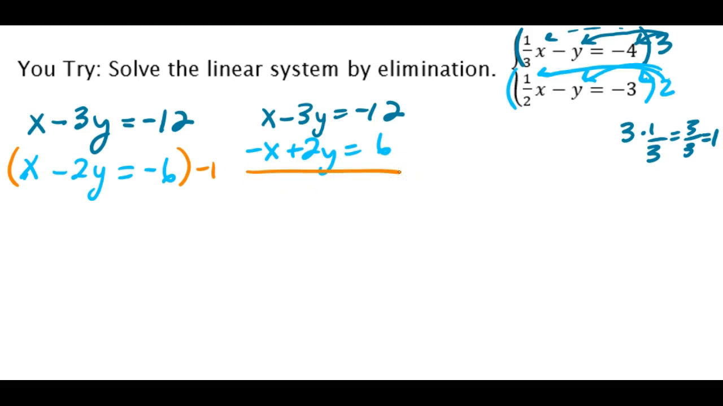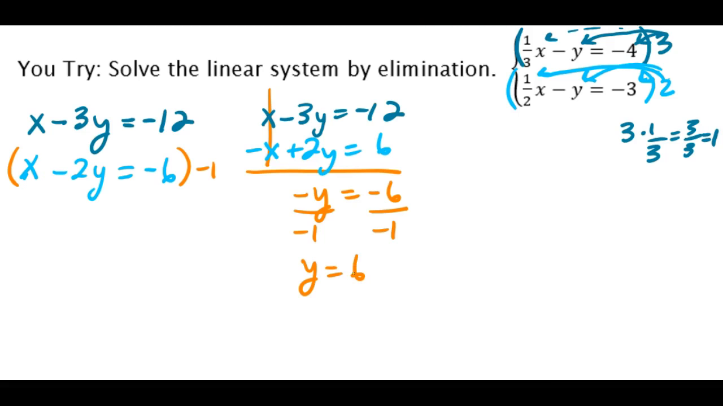So now I'm just going to add them. My x's cancel, which is what I wanted. -3y plus 2y would be -1y, so I'm just going to write -y. And then -12 plus 6 is -6. Now the only thing I have left to do is divide everything by -1. And I get my first answer, which is y equals 6.